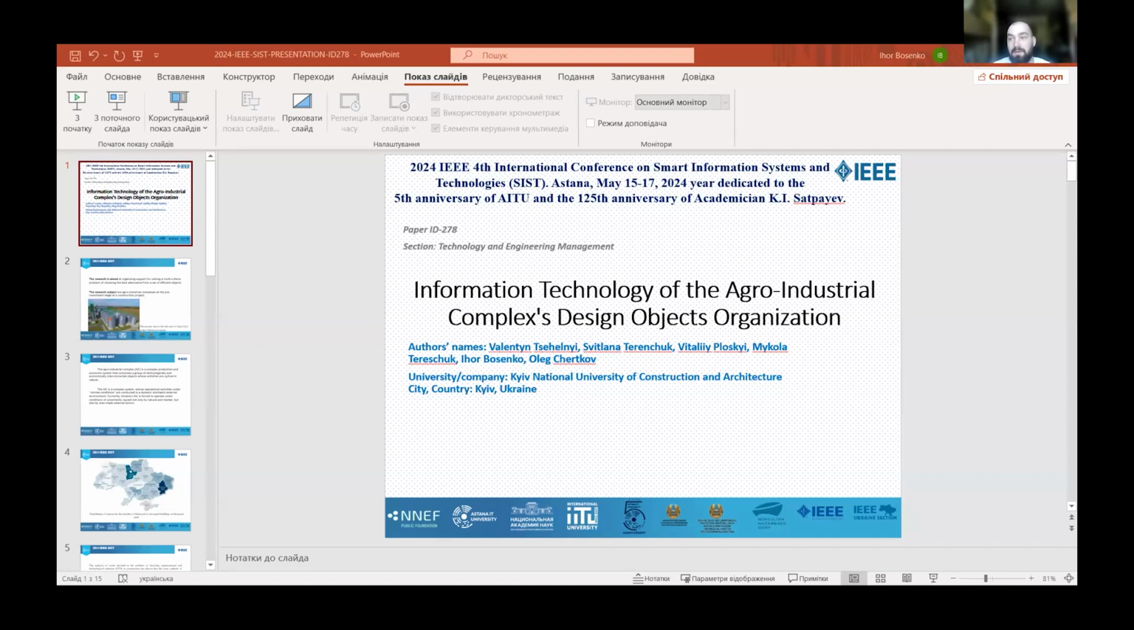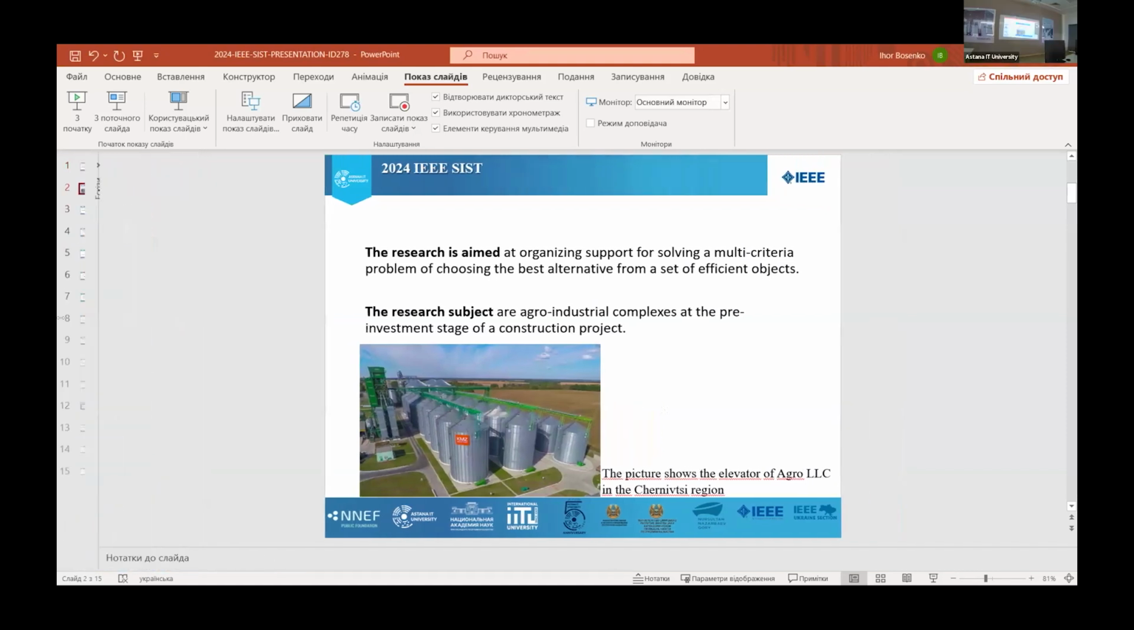set of objects. I'm sorry, we cannot see your slides changing. You can actually stop presentation and just change your slides in PowerPoint directly. Oh, okay. Now we see it's changing, yes.